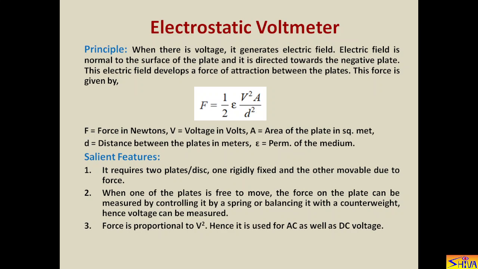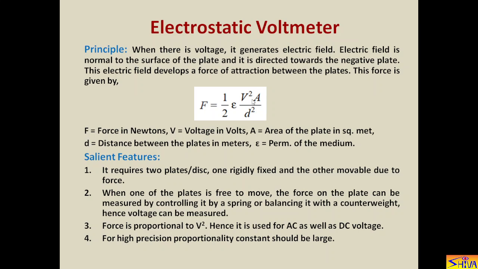Number three, force is proportional to V square. Therefore, the method is useful for measurement of high AC as well as high DC voltage. Number four, for high precision, proportionality constant should be large. Now if you observe this equation, in this A, epsilon and D, they constitute the proportionality constant. So for high precision, this proportionality constant should be large.